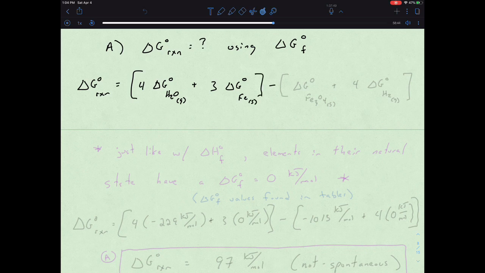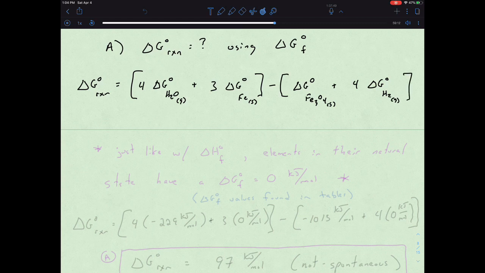There are our products, and now we're going to the starting materials, and so we would have 1 times the delta G for the iron oxide, plus then 4 times the delta G for our hydrogen gas.